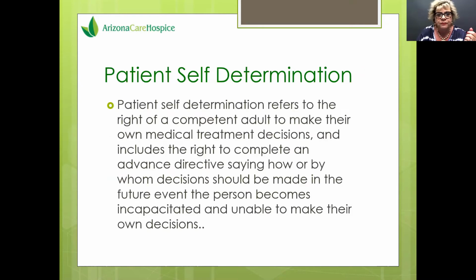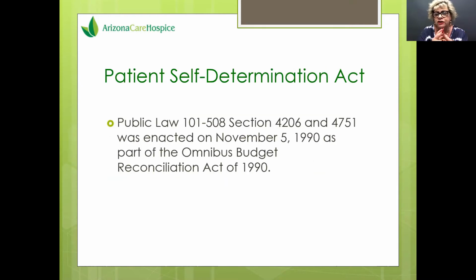The Self-Determination Act, which I mentioned earlier, is a public law. It's 101-508, Sections 4206 and 4751. It was enacted by Congress on November 5th of 1990 as part of the Omnibus Budget Reconciliation Act of 1990. This is where we give people the right, it's a patient's right, to determine how they want their care to be and who they want to make decisions for them.